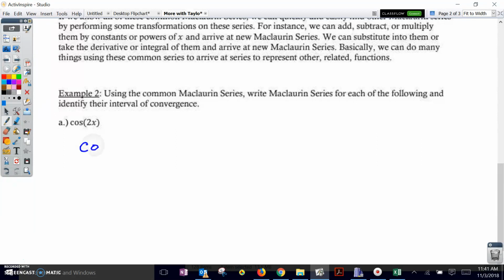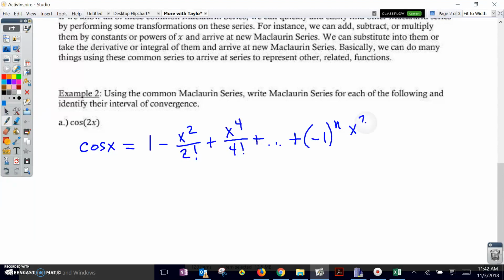Well, we know the series for cosine of x. Cosine of x is 1 minus x squared over 2 factorial plus x to the 4th over 4 factorial, etc., etc., with a general term of negative 1 to the n, x to the 2n over the quantity 2n factorial, with an interval of convergence of all real numbers. So to find the series for the cosine of the quantity 2x, all we're going to do is substitute 2x in here everywhere where there is an x.